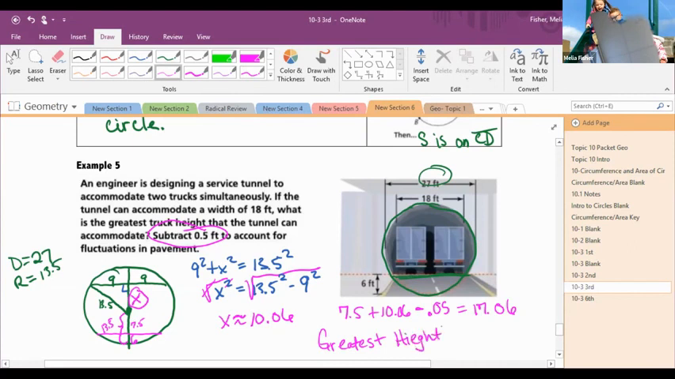Oh, I spelled height wrong. Sometimes my dyslexic brain is hard.